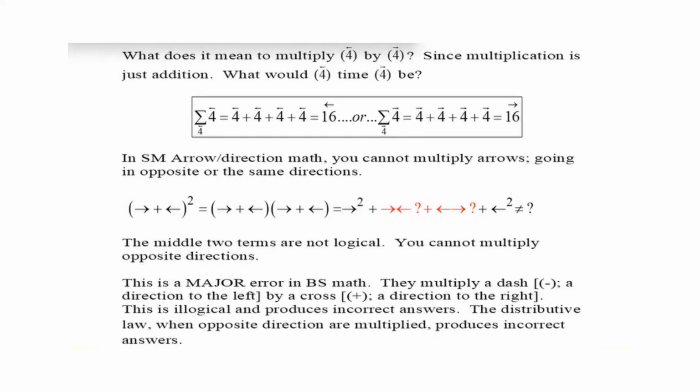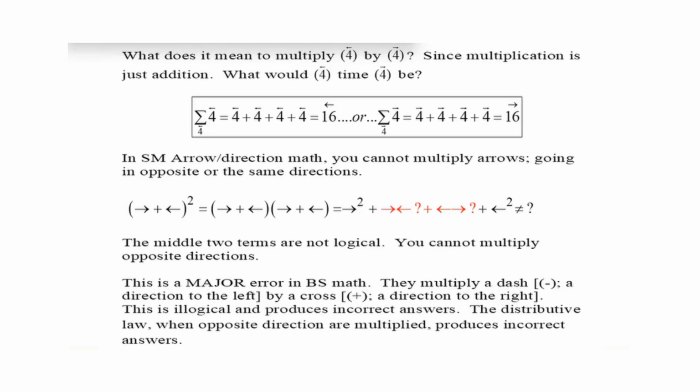What does it mean to multiply something going in one direction by something going in another direction? Since multiplication is just addition, what would 4 in the left direction times 4 in the right direction be? Would it be 16 in the arrow pointing this way or 16 in the arrow pointing that way? In symmetry math, arrow direction math, you cannot multiply arrows going in opposite or different directions. The middle two terms are not logical. You cannot multiply opposite directions.